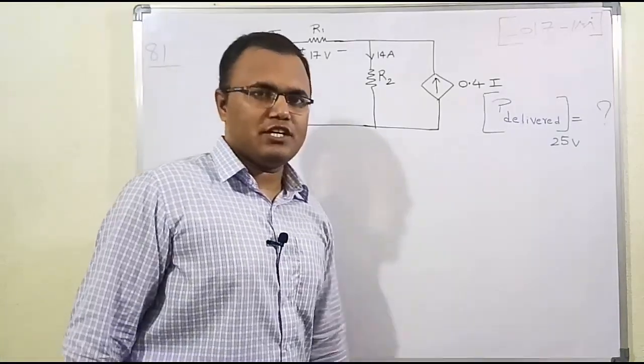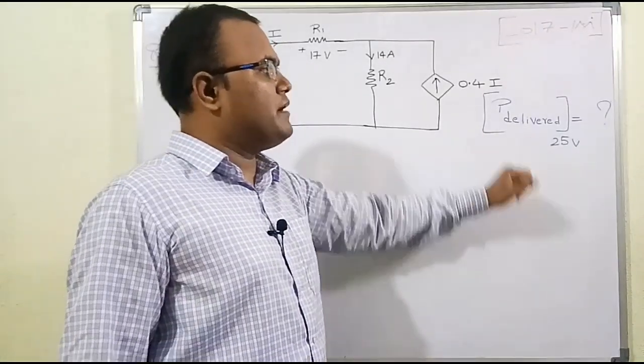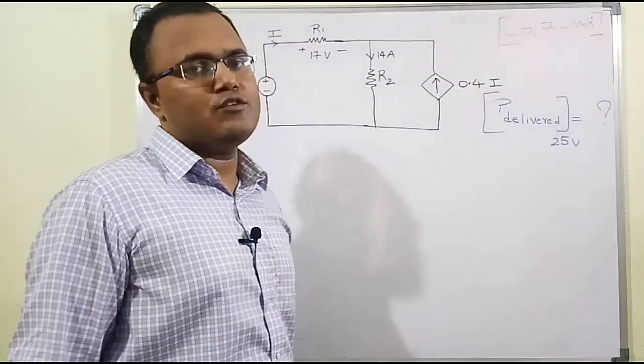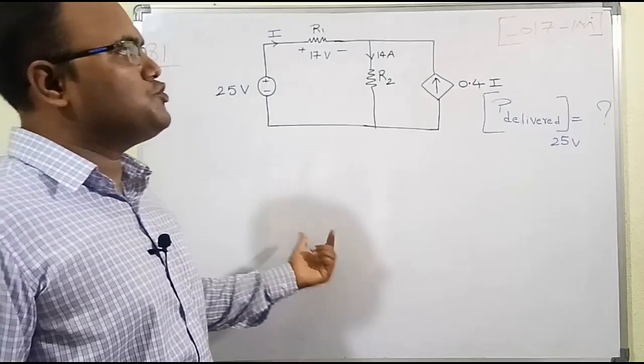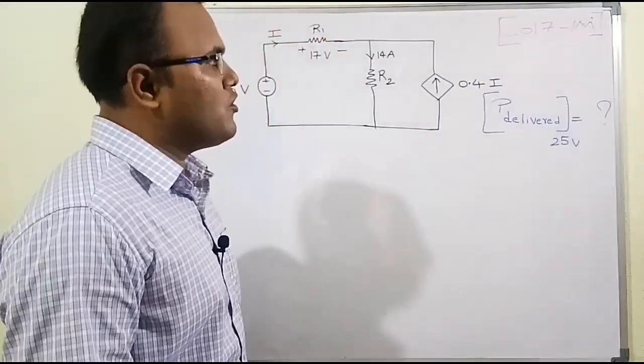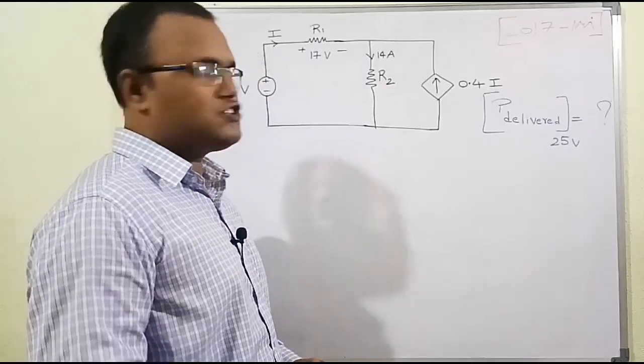The main aim of this question is to figure out the power delivered by the ideal voltage source, the 25 volt source. This numerical was given in GATE 2017 for 1 mark. So now let's move forward to solve this numerical.